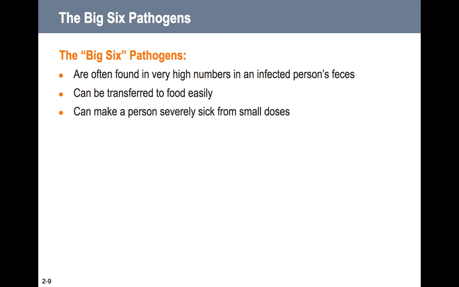Bacteria growth is limited when food is held above or below the temperature danger zone. So it's important that when we're keeping stuff cold, we keep it below 41 degrees Fahrenheit, and when we heat stuff up, we want to heat it to above 135. We're going to talk more about exemptions and what some of the proper cooking temperatures are for certain foods in a future chapter.